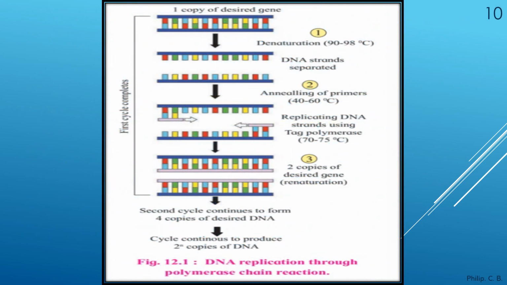Now, just an image where you can see the copy of desired DNA. The first step, as we just saw in the previous slide, denaturation at 90 to 98 degrees centigrade, DNA strands separated. In the second stage, annealing of primer at 40 to 60 degrees centigrade, then replicating DNA strands using Taq polymerase at 70 to 75 degrees centigrade. Third, copies of desired DNA, that is renaturation. Second cycle continues to form 4 copies of desired DNA. The cycle continues to produce more copies of DNA. So that is how DNA replication through polymerase chain reaction, or PCR technique, is carried out.